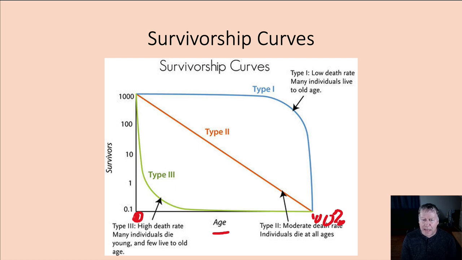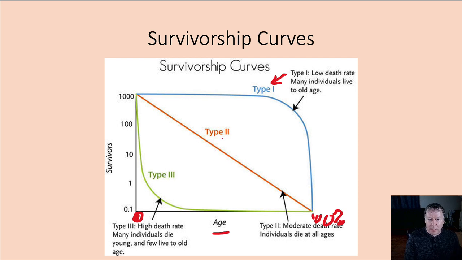And we have 3 basic curves here, what we call a type 1 curve. So that's the blue line up here at the top, type 1. What a type 1 curve shows us is that the vast majority of individuals are going to live through childhood and adulthood, and then they begin to die near old age. So most of them are going to make it till later adulthood, and then they start dying out.